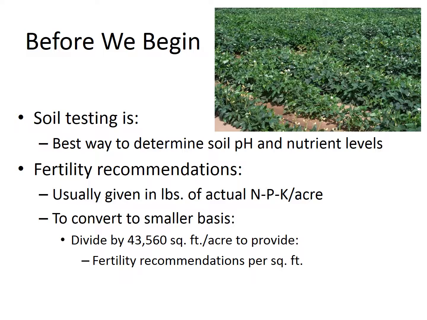A lot of times vegetable growers have smaller patches or smaller areas of vegetable crops, and they need to determine how much to apply to less than an acre. So in order to do that, we need to divide those recommendations that the soil test is given by 43,560. That's the number of square feet in an acre. And then we'll have the fertility recommendations on a per square foot basis.